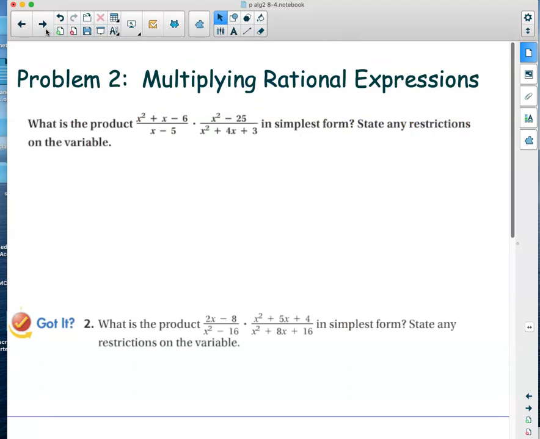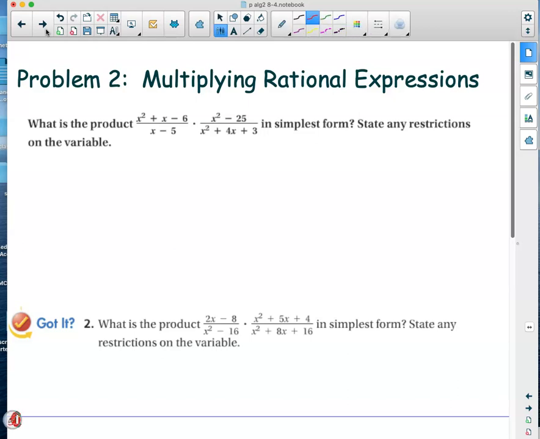Now, how does this change if it says, we'll take two of these now and multiply them together? We still have to factor absolutely everything. The good news is we might have more opportunities to cancel, because you can cancel any perfect match in the numerators with any perfect match in the denominators when you multiply. It doesn't matter which fraction it's over or under. Anything in the top can be canceled with anything in the bottom that's a perfect match.